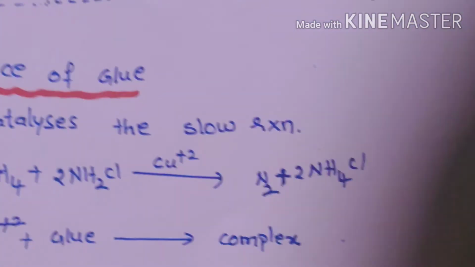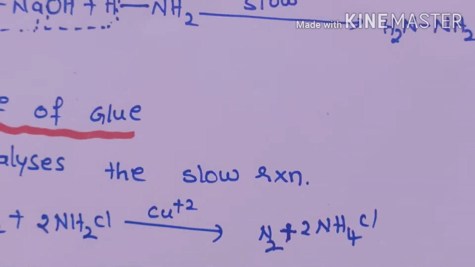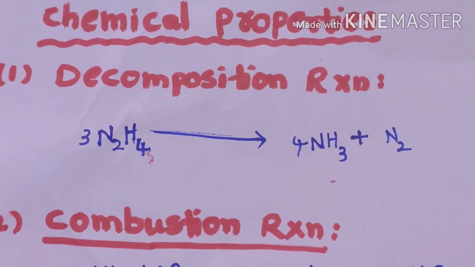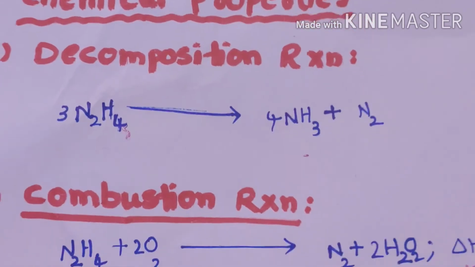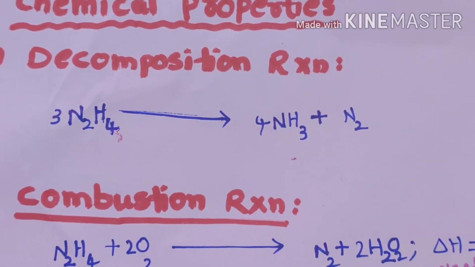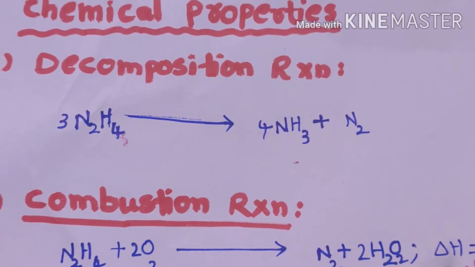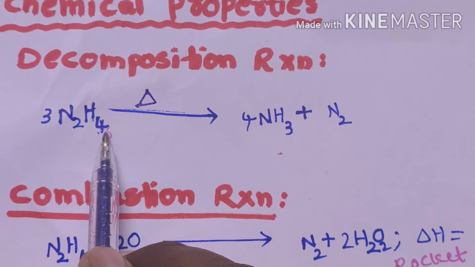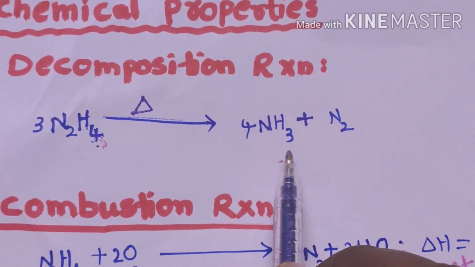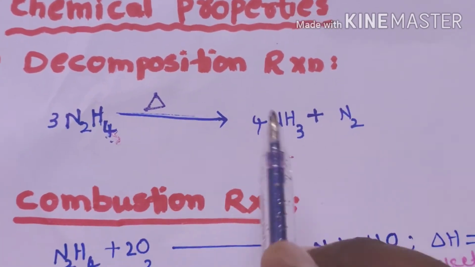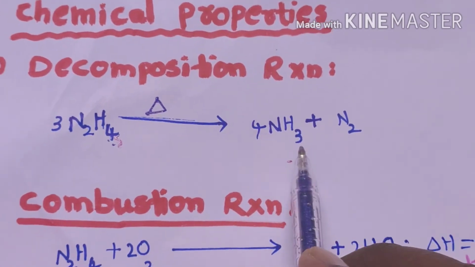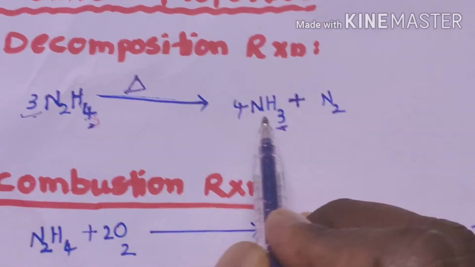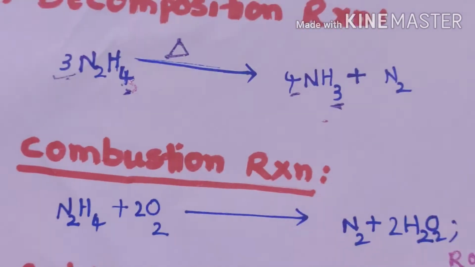Now we go for the chemical properties of hydrazine. The first chemical property of hydrazine is a decomposition reaction. When hydrazine is heated, it decomposes to give ammonia and nitrogen gas. This is a very easy reaction to balance. In hydrazine, we have 4 hydrogen atoms, whereas in ammonia, we have 3 hydrogen atoms. So to balance this reaction, we simply have to exchange these numbers. So we have to write this 3 here and we have to write this 4 here. So automatically the reaction will be balanced.